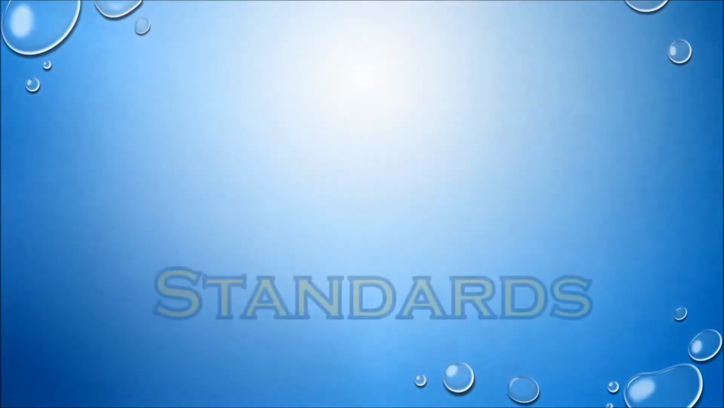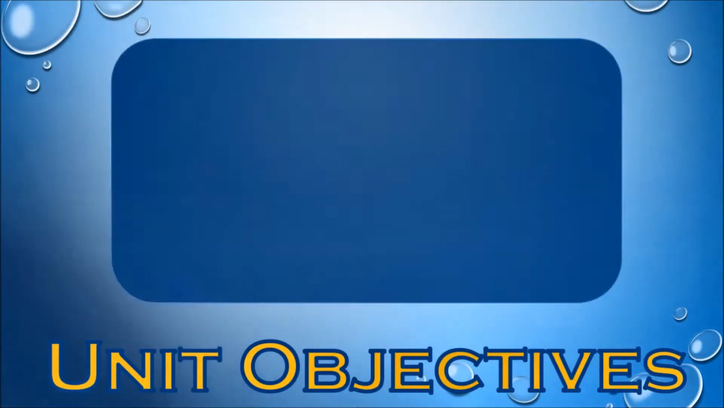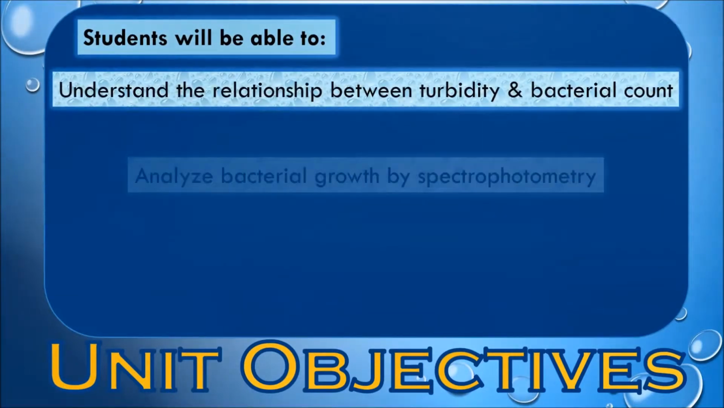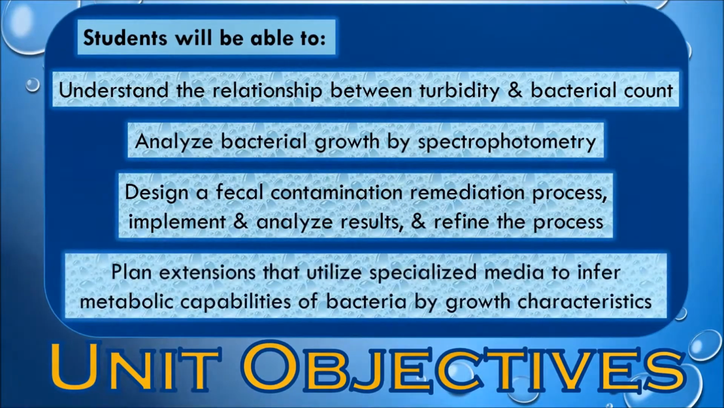The standards that apply to a college-level biology majors course are basically the course description and then any outcomes from the college system. So we used Biology 1 and its lab, Bio 114 and 115, as the standards. By the end of this unit, students were expected to understand how we were able to count bacteria using the spectrophotometer, design and implement and analyze a process, and go through iterations and plan extensions from there.